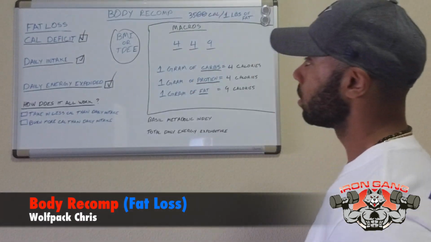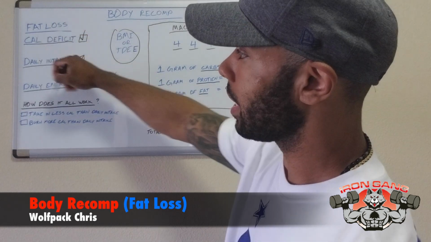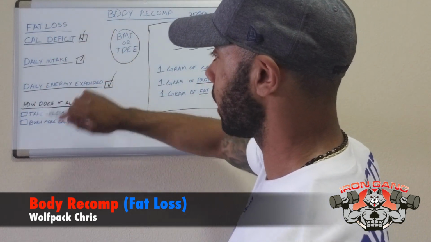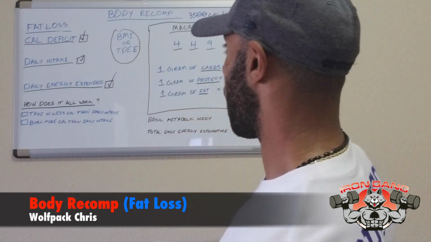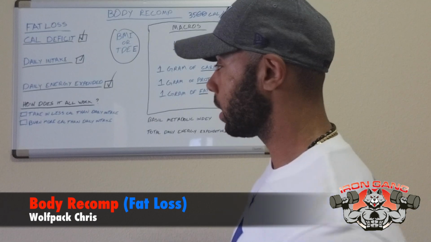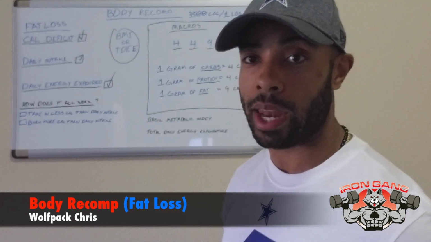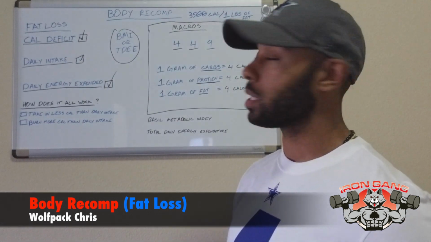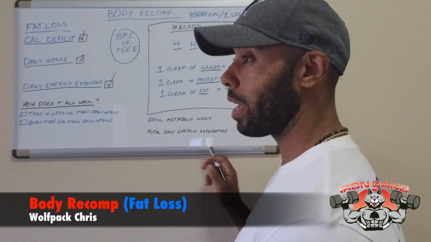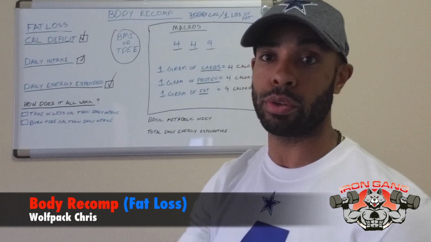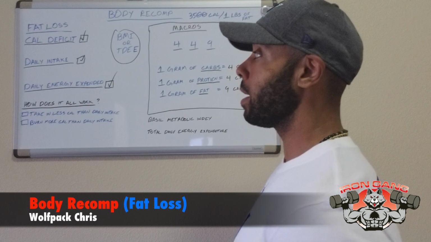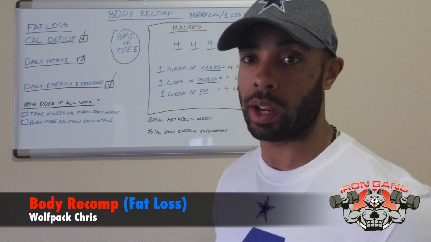All right. So in order to understand all this, calorie deficit, daily intake, daily energy expended, BMR, which is your basal metabolic rate, that's the amount of calories your body burns just at rest. And total daily expenditure, which is the amount of calories your body burns per day in order just for you to live. We have to understand the basis of calories, right?